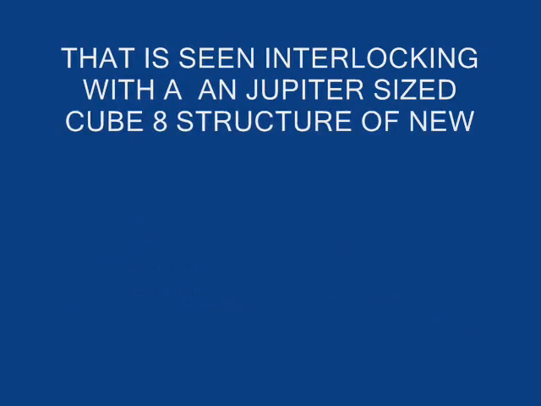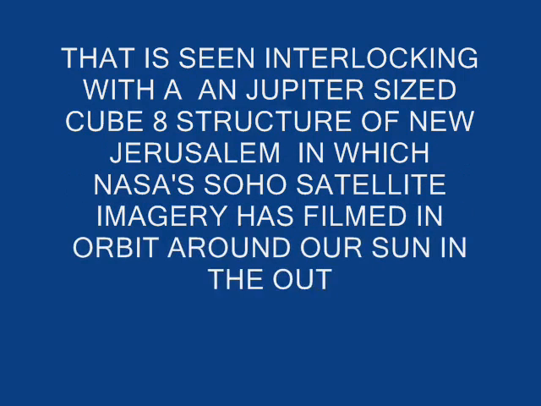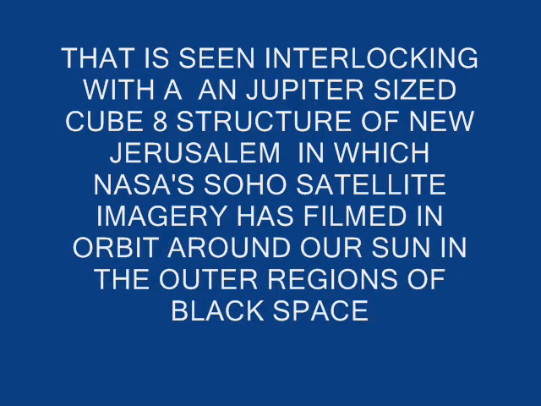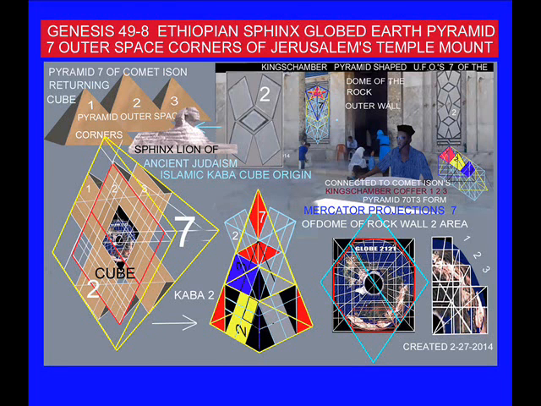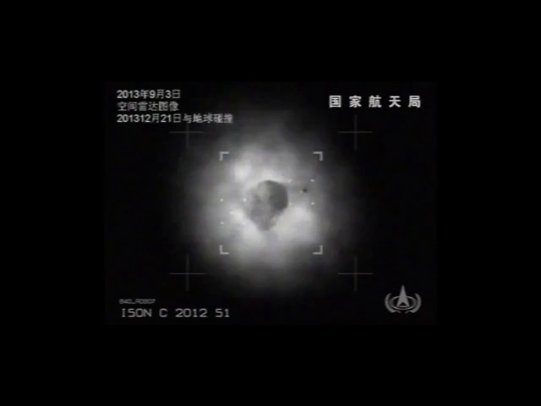So this inverted pyramid-shaped UFO is seen within the dome of the rock outer wall stone rectangular window frame, interlocking with the cube. That's like take a pyramid, turn it upside down in your right hand. Now take a black cube in your left hand. Now push your right hand down. You're going to see the tip of the pyramid entering the black cube structure in New Jerusalem. So when we look at the original National Space Administration SOHO satellite imagery, orbiting black Jupiter-sized cube A structure in New Jerusalem around our sun, that's what's depicted within the dome of the rock outer wall stone rectangular window frame flanking the entrance door.